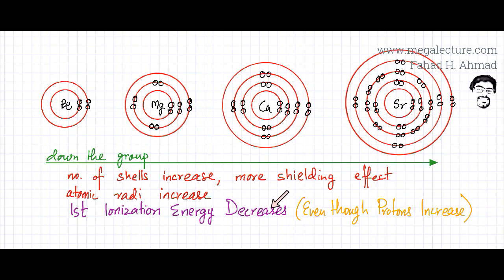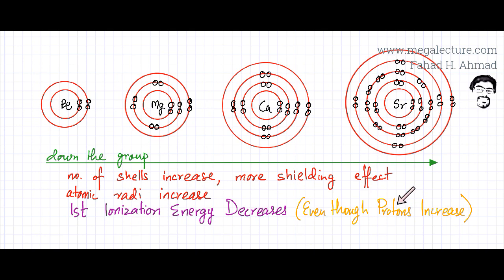It's going to become easier and easier to remove electrons. It's going to be very easy to remove electrons from strontium because the electrons are very far away and the shielding effect is greater. It's going to be comparatively difficult to remove electrons from beryllium because the electrons are much closer to the nucleus. There would be more attraction, and the shielding effect is also lesser. So first ionization energy decreases down the group.